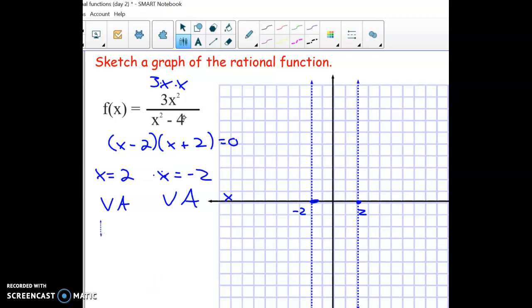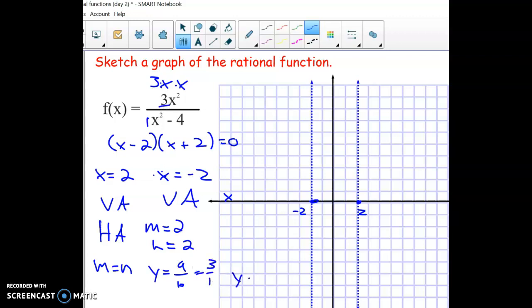Okay, so horizontal asymptote. Again, I'm going to use the chart, M and N. So M, the highest exponent in the top, is 2. N, the highest exponent in the denominator, also 2. So we have M equals N. So the horizontal asymptote is y equals a over b, where those are the leading coefficients. So the leading coefficient on the top is 3, and the leading coefficient on the bottom is 1. So we're going to end up with a line y equals 3. So I'm going to draw that right here. Here's 3, and then just draw an asymptote going across there.